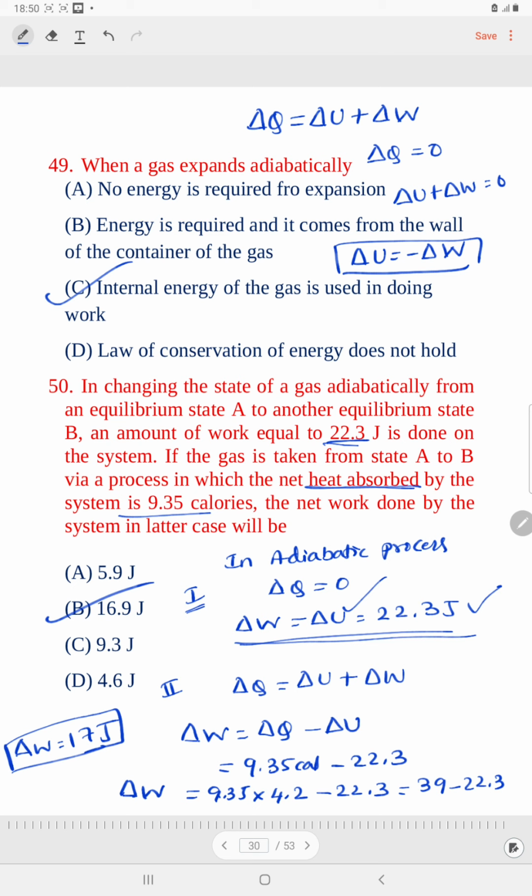In the second case, definitely it's not adiabatic because there is heat absorbed. Delta Q is delta U plus delta W. Then delta W becomes delta Q minus delta U. What is delta Q? 9.35 calorie. What is delta U? 22.3. But you know 1 calorie is equal to 4.2 joule. Substitute that as 4.2. 9.35 into 4.2 minus 22.3. So the product of 9.35 into 4.2 will give 39. 39 minus 22.3 is 17 joule. The closest option is 16.9 joule.